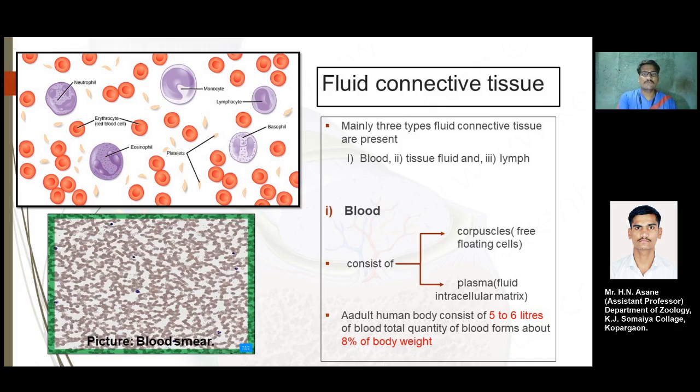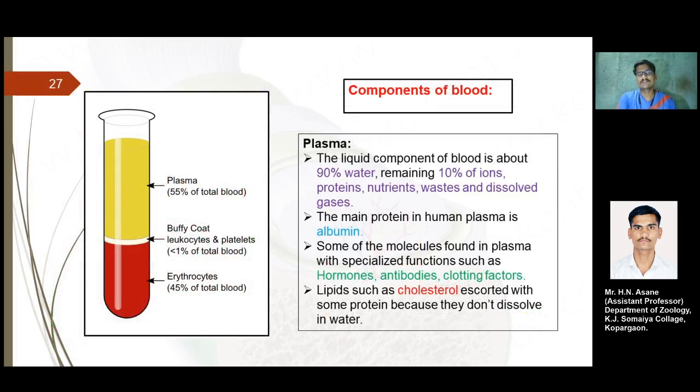Okay, then we are moving towards the components of the blood. As you see in this picture, a test tube with a blood sample from one person gets centrifuged, and the erythrocytes and the buffy coat, that are the leukocytes and platelets, settle down by the centrifugal force, because they are heavier than the plasma, and plasma is on the upper side.